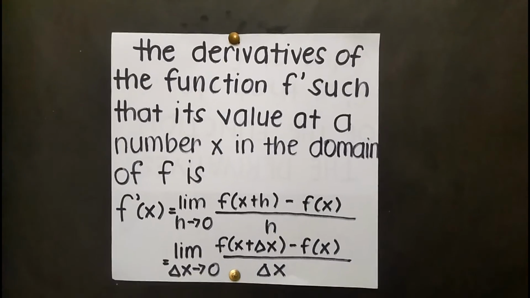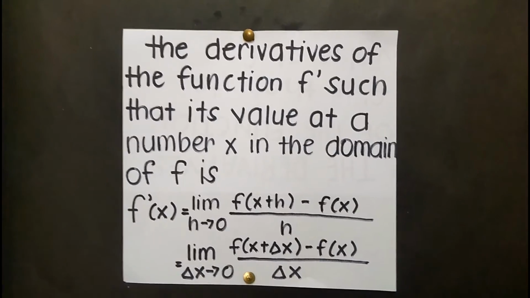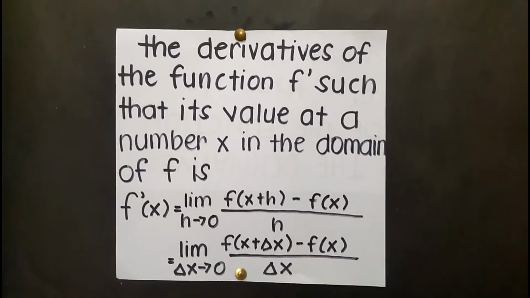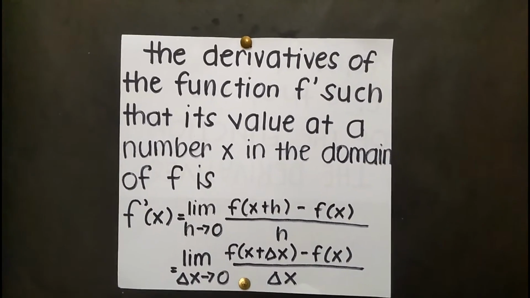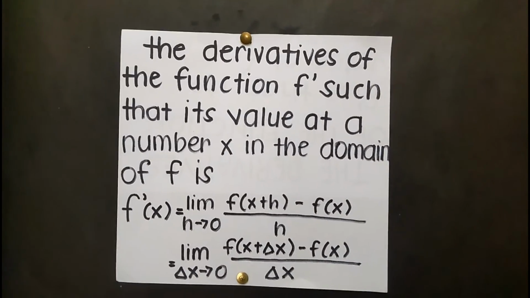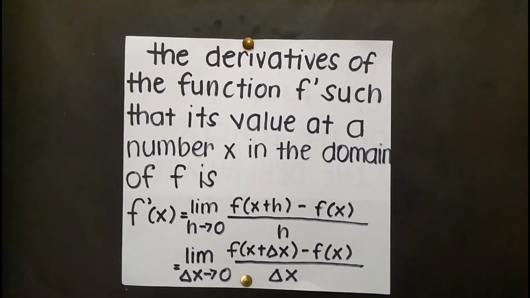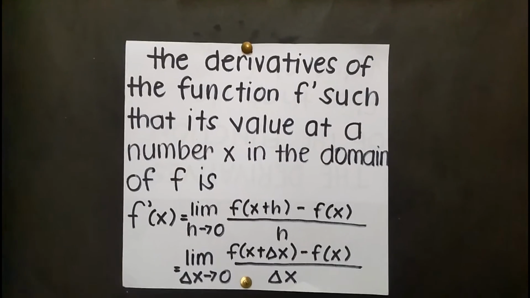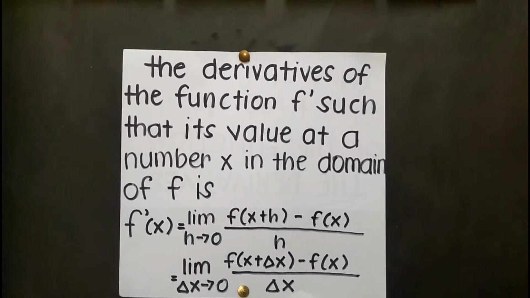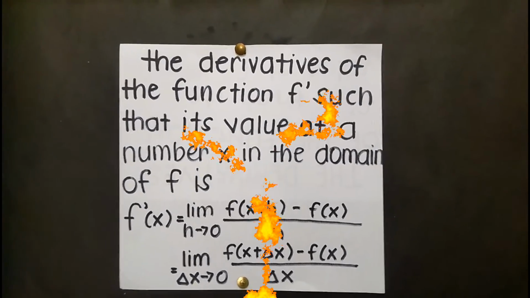Derivatives. The derivative of the function f is the function f prime, such that its value at the number x in the domain of f is f prime of x equals the limit of f of x plus h minus f of x all over h as h approaches 0, or the limit of f of x plus delta x minus f of x all over delta x as delta x approaches 0, if the limit exists.